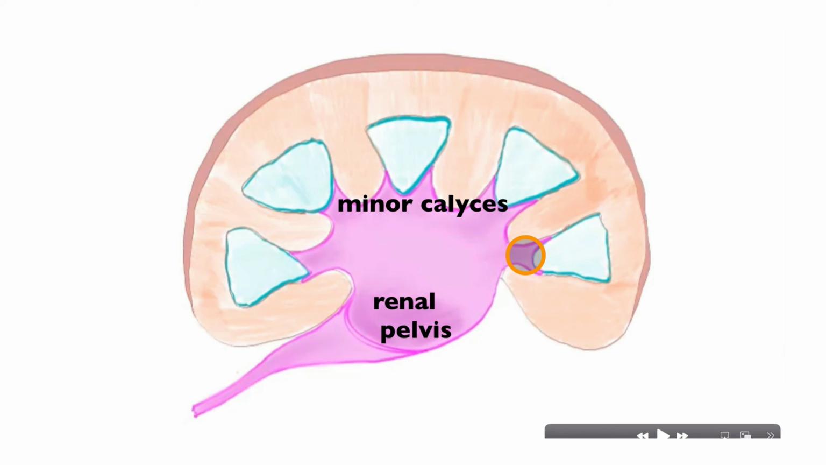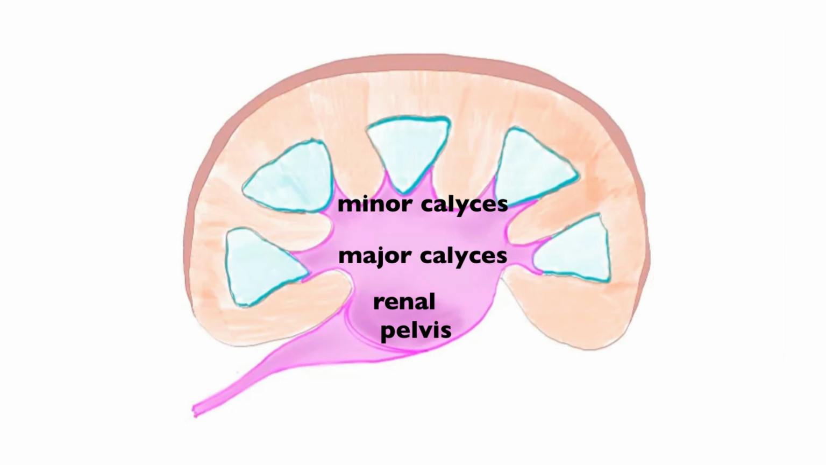The minor calyces are then going to drop urine, or deliver urine, to the major calyces. There's 2 or 3 major calyces within this area of the renal sinus.